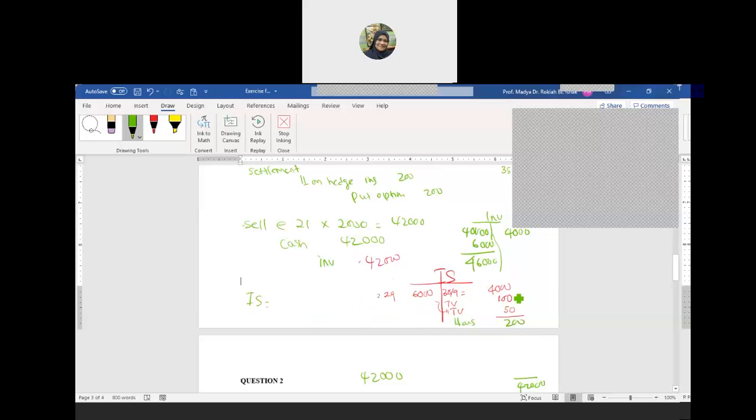This one is 4350. Okay, what is the difference that you have here? You have 50 here. This one you're going to have 1650, the effect to your income statement. So your income statement has the effect of 1650. Okay. Any questions that you have for this one?